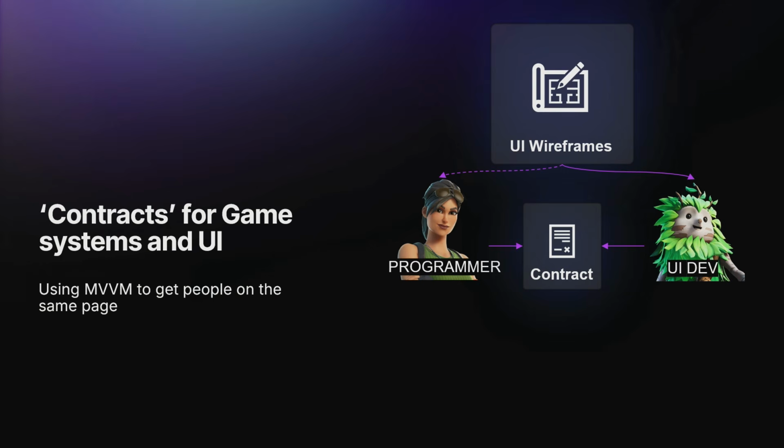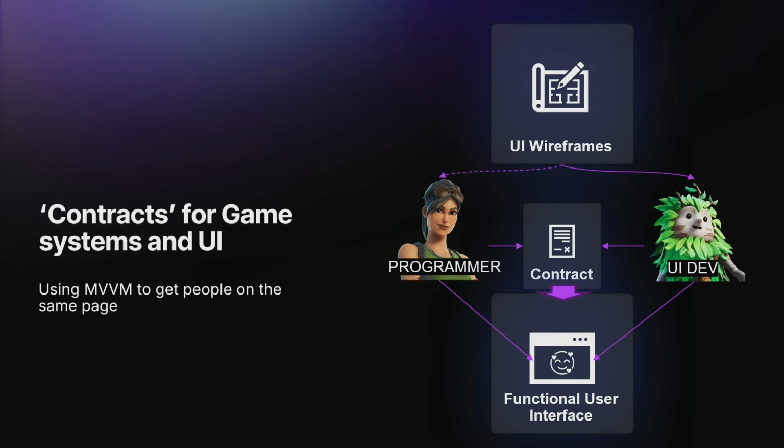However, with some forethought and planning, the two groups can agree on what information needs to flow through the two separate systems and how it will flow through. All they need to worry about is how they connect to this agreement, not one another's work. We call this a contract.